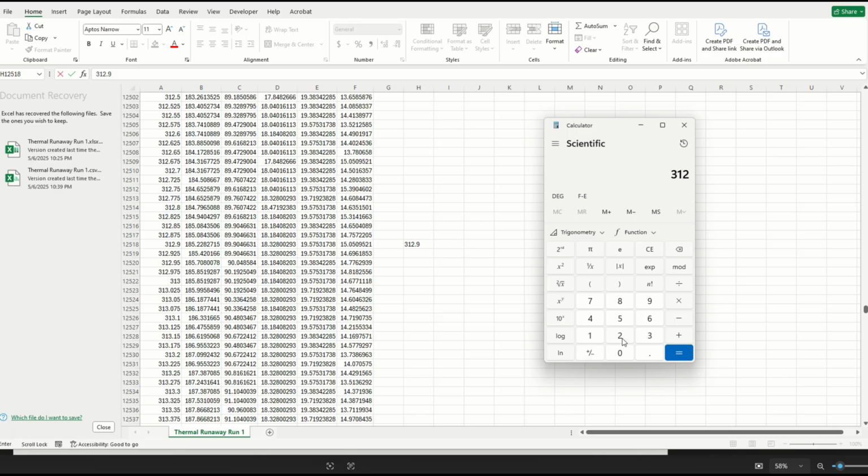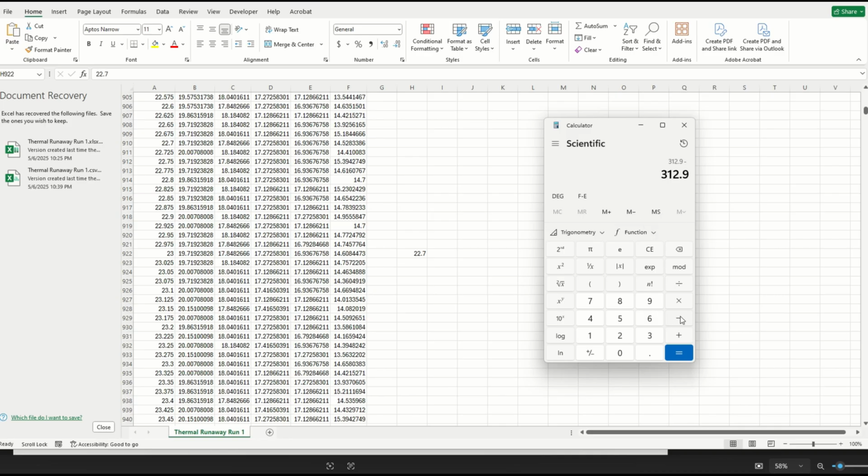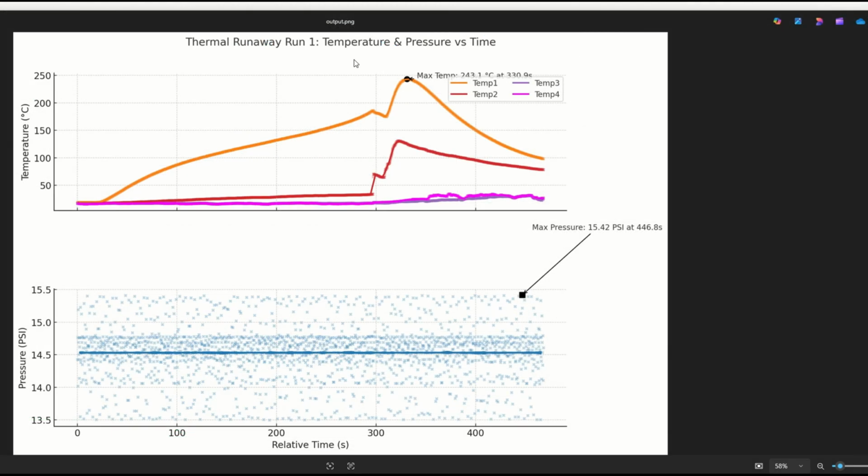So let's see here, 312.9 minus, let's scroll back up here. Okay, so originally I had labeled that we had started to see the temperature rise at 22.7 seconds. So let's go ahead and plug that in here. So minus 22.7 equals 290 divided by 60. So we went into thermal runaway at 4.84 minutes. So we hit our 5 minute target. Awesome.